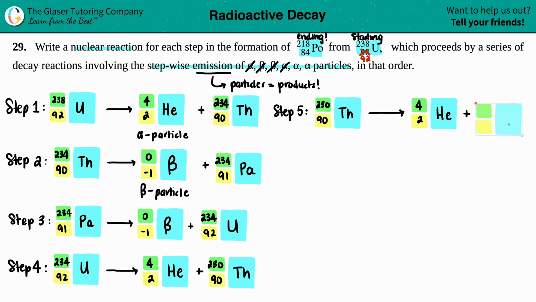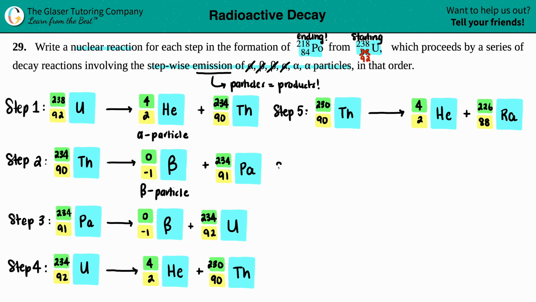And now let's see what that isotope turns into. 230 equals 4 plus 230 minus 4 is a 226. And then 90 minus 2 is 88. We're getting there. 88. Who's 88? Looking on the periodic table. Radium. Ra.